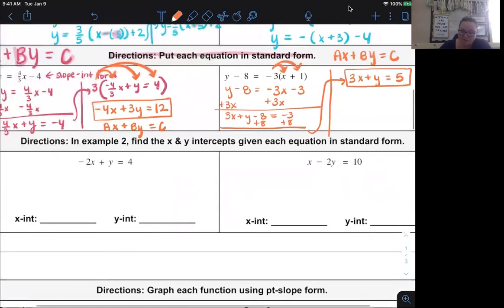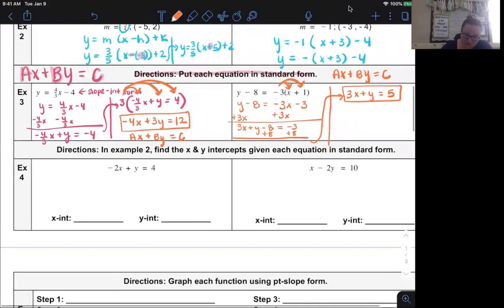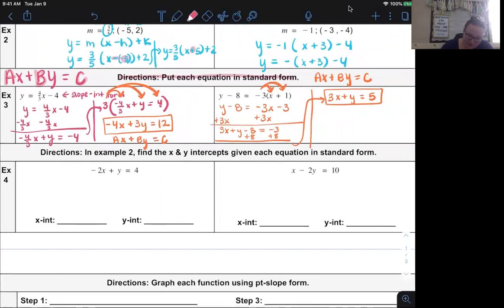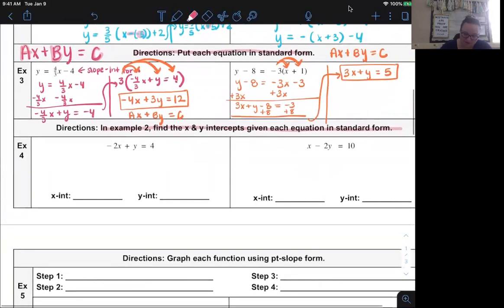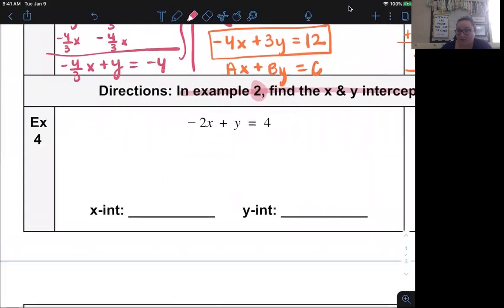So one of the reasons why we like standard form is because we can actually use it to find our x and our y intercepts of our function. So I'm going to show you how to do that. In example 4, our directions are find the x and y intercepts given each equation in standard form. And that too is a little typo there, huh? That should say in example 4. So let me show you how to find the x and the y intercepts in standard form.